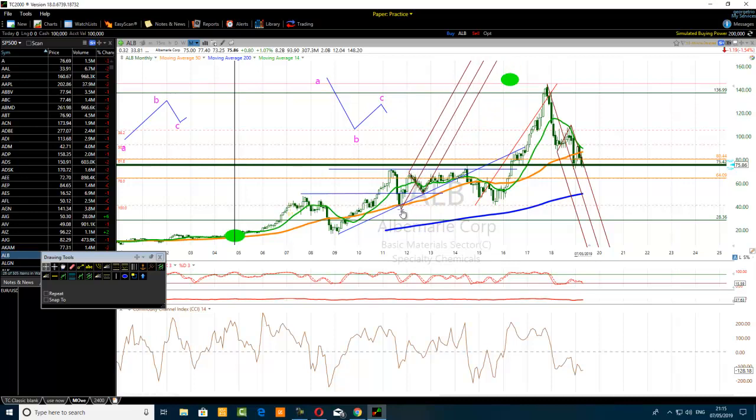So again, we have A, B, C. Was it turning direction at the point C? Yes. So we have a good reason to place a pitchfork trough. Now we will say, if it's going to go up in this condition, it must stay within the boundary of this pitchfork trough. Now here it is coming out. So we know that it's diminishing. The bullish momentum is diminishing a little bit.